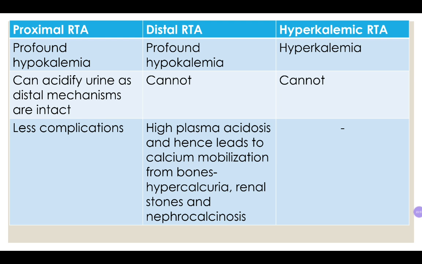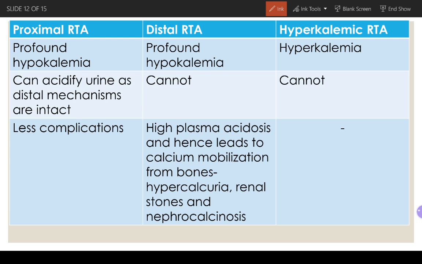So next, coming to the differences between these three RTAs, proximal RTA, distal RTA and hyperkalemic RTA. First difference will be the potassium concentration. There's hyperkalemia as the name suggests, and in these two there is profound hypokalemia. Now one important difference is that in proximal RTA, the proximal convoluted tubule is unable to reabsorb the bicarbonate ion, right?